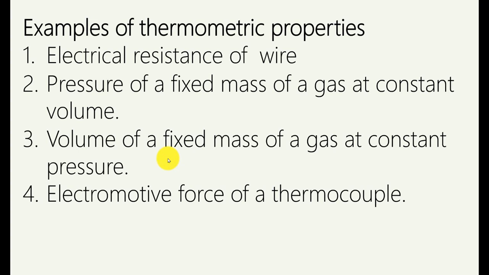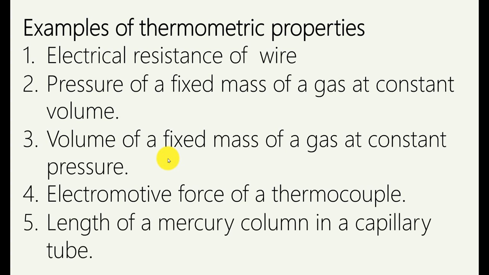So number 4 is what we call the EMF of a thermocouple. We shall look at a thermocouple just I think in the third lesson. Electromotive force of a thermocouple. Number 5 is the length of a mercury column in a capillary tube. By the way, here you can say length of a liquid column in a capillary tube, because here we can use either mercury or even alcohol. It can still work.